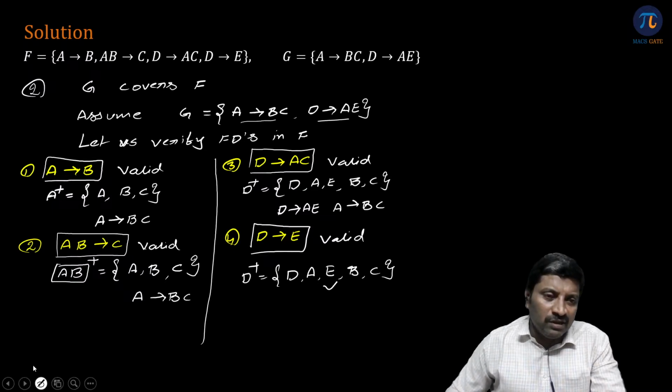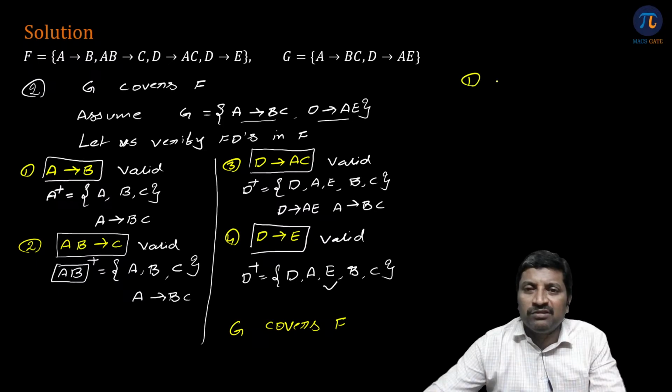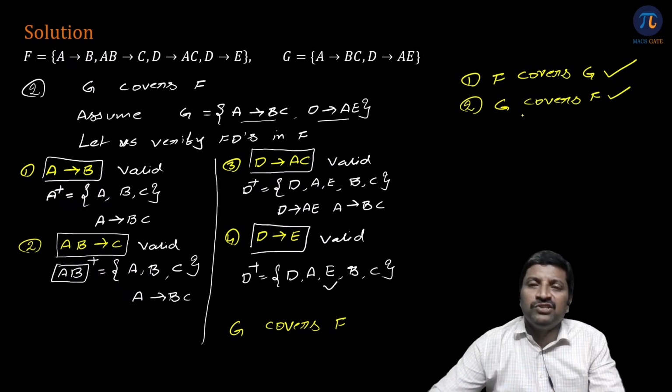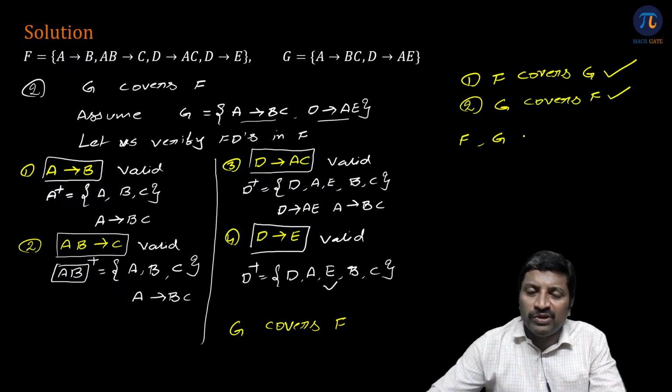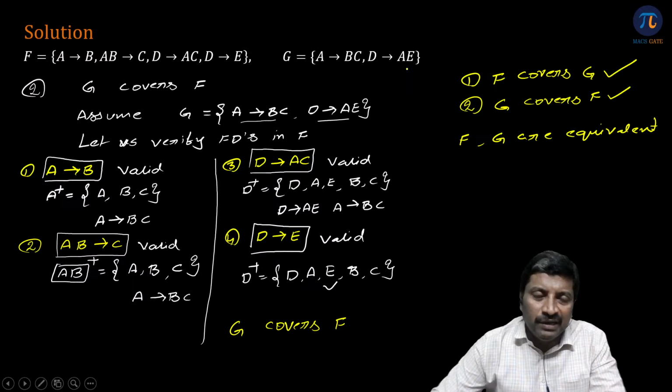So we can get all the FDs of F by using G. That means G covers F. In the first part we got F covers G, which is true. In the second part we verified G covers F, which is also true. Since both are true, we can conclude both are equivalent. Am I clear in this, sir?